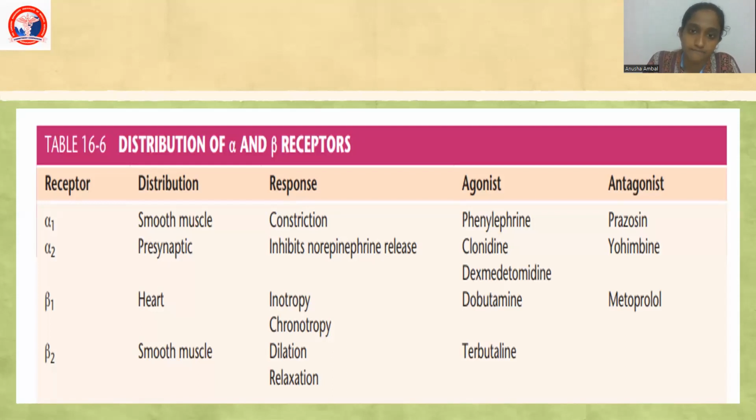So this tabulation gives the pharmacology. Alpha 1 agonist, phenylephrine. Alpha 2 agonist, clonidine and dexmedetomidine. Beta 1 agonist, dobutamine. Beta 2 agonist, terbutaline.